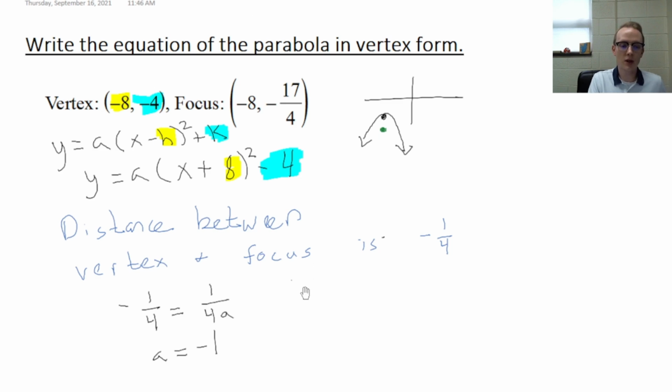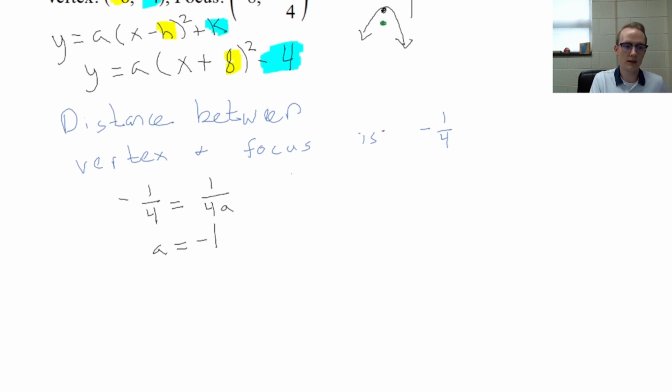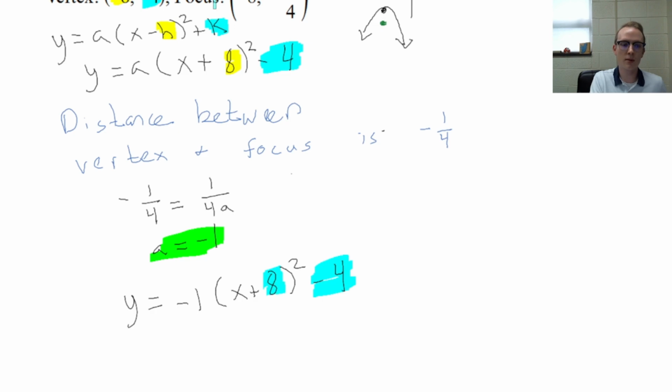So then the equation of our parabola in vertex form is y equals a. And what is a? Well, we just said a was negative 1. So y equals negative 1 times x minus h. H is negative 8, so x plus 8 squared plus k, where k is negative 4, so minus 4. Okay, this is the vertex form of our parabola with a vertex at negative 8, negative 4, and a focus at negative 8, negative 17 over 4.